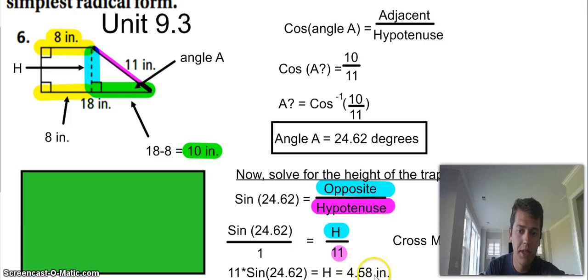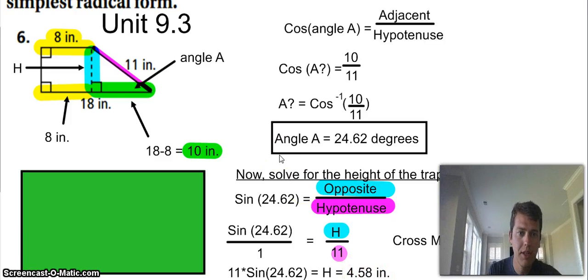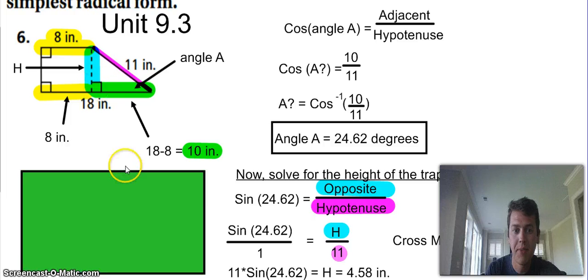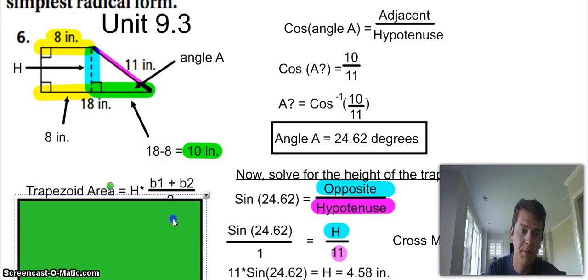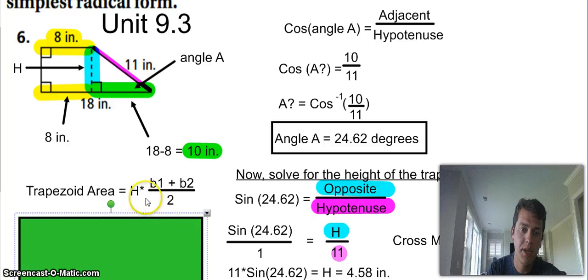So we know the length of our height, and we know that we can find the area of any trapezoid by averaging their base lengths and multiplying by the height. We could break this up and find the area of the rectangle and then add it to the area of the triangle, but that's less efficient than just using what we know about finding area of trapezoids. So we know it's going to be the height times the average of the two bases, so base 1 plus base 2 divided by 2.